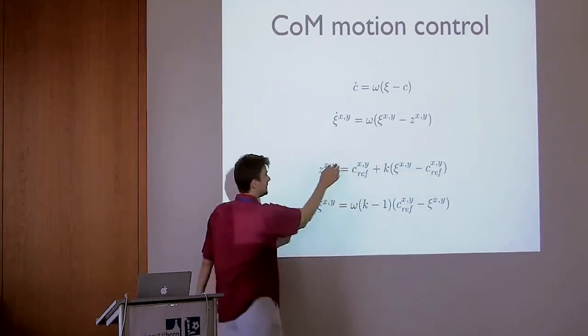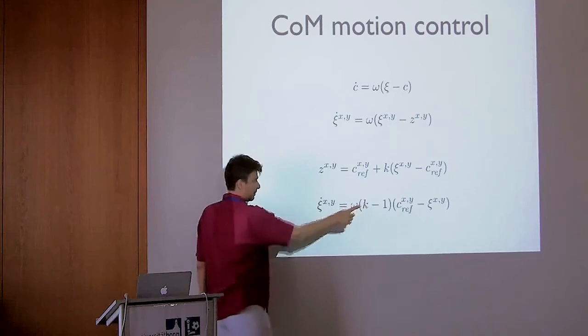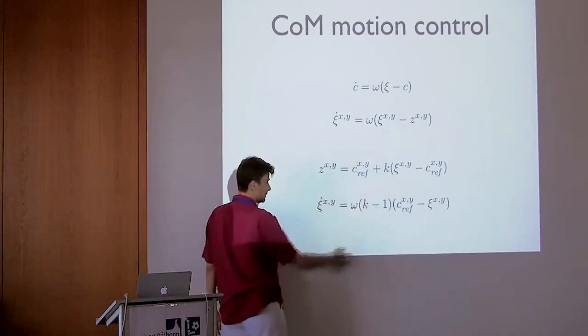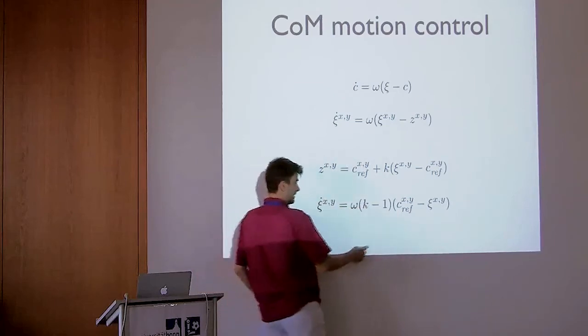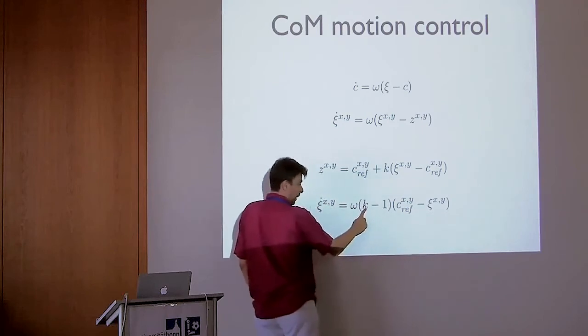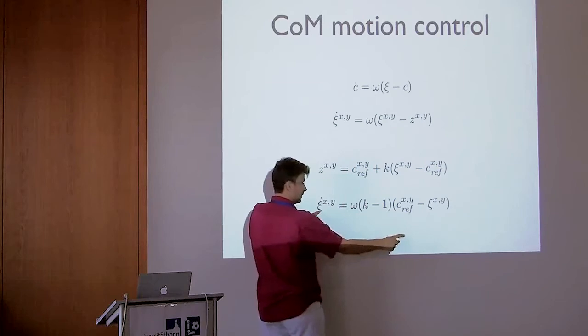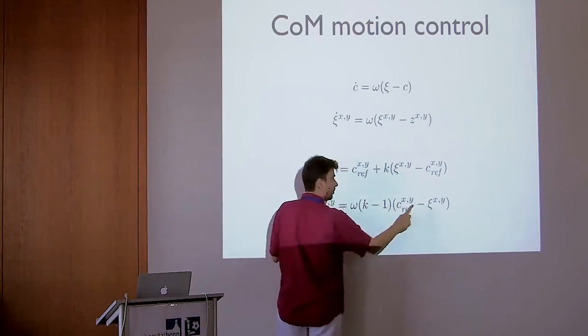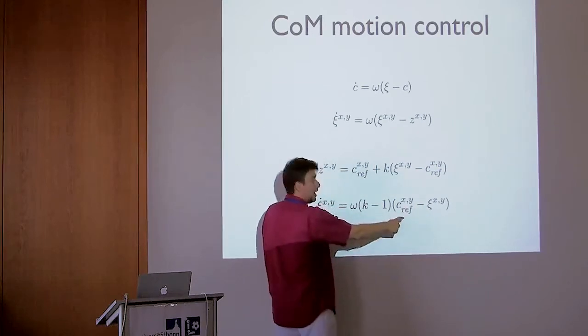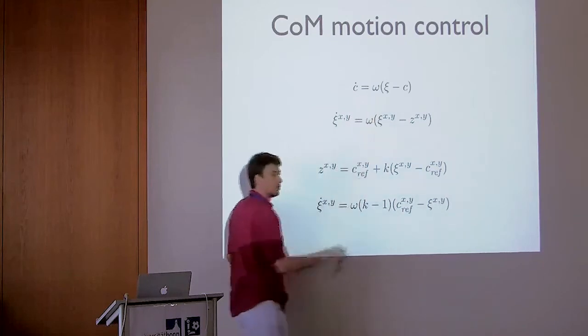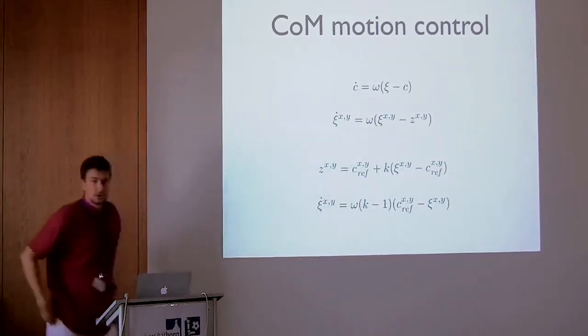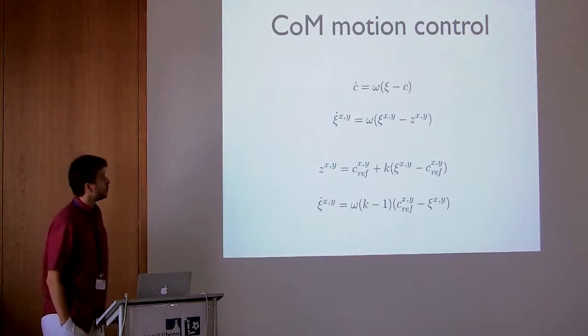And of course, if you put this here, you end up with very simply this equation, where you can see that if k is greater than 1, then your speed is going to make your capture point converge to your desired position. And then your center of mass is going to follow it in conversion. So that's called capture point control.